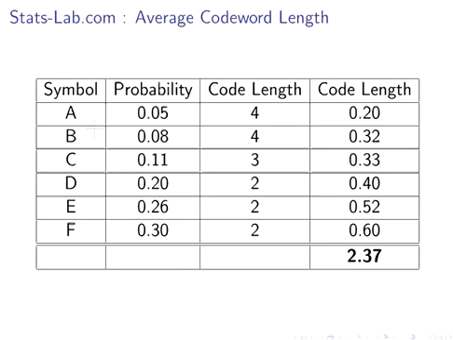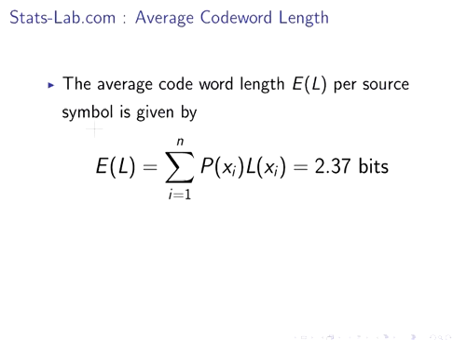The average code word length is 2.37 bits. And that ends our presentation.